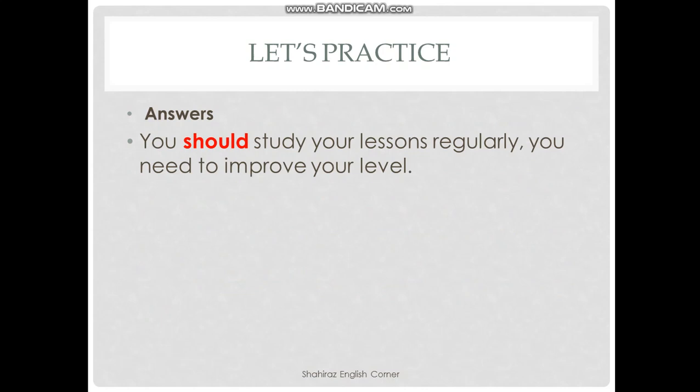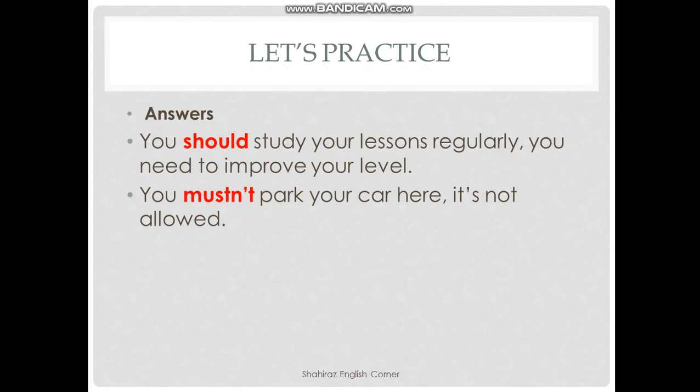Let's see the answers together. You should study your lessons regularly. You need to improve your level. You mustn't park your car here. It's not allowed. You must come and have lunch with us.